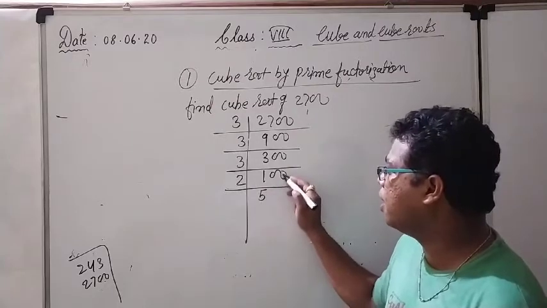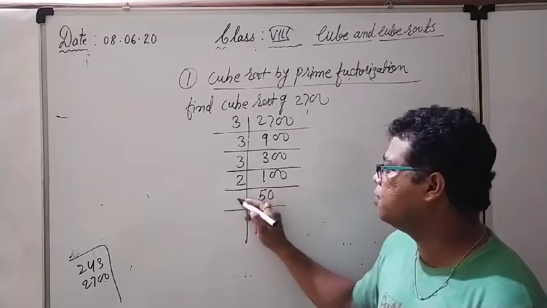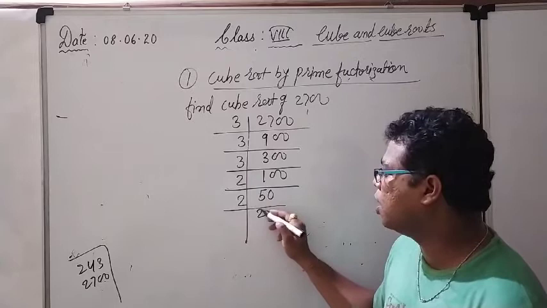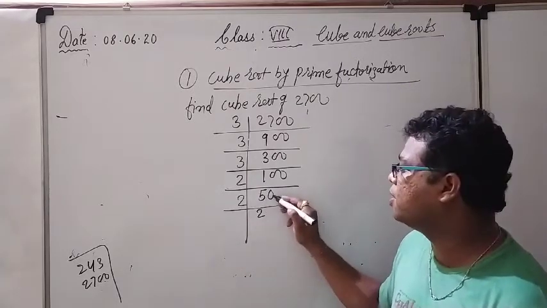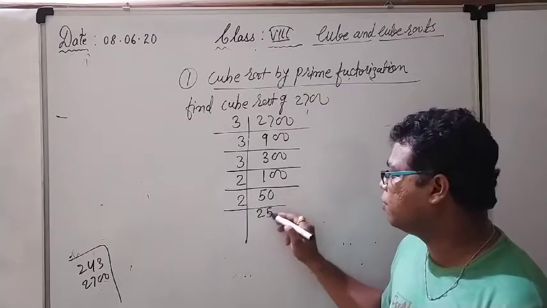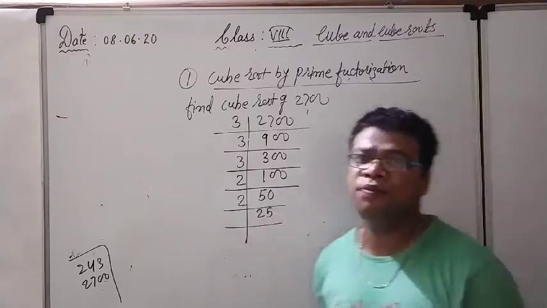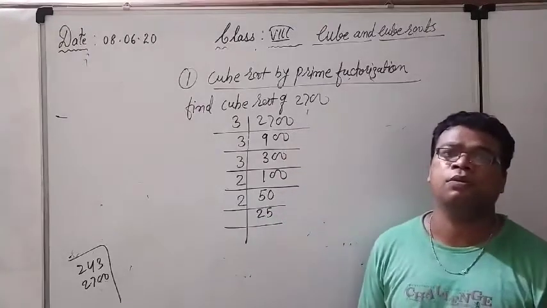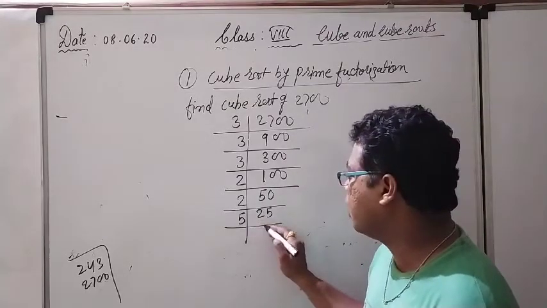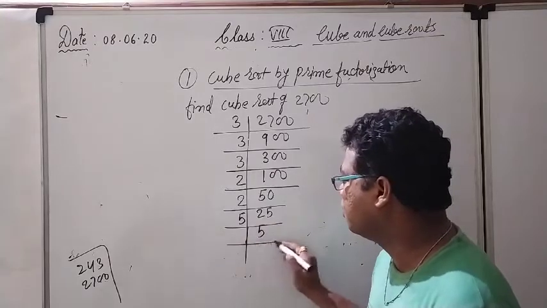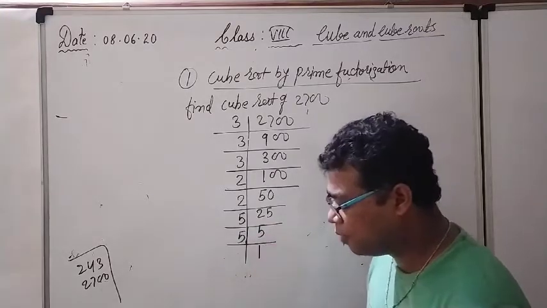2 5s are 10, after that 0. Again it is divisible by 2. How many times? 2 2s are 4. What is the extra remainder here? 1, and that 1 and 0 will become 10. So 2 5s are 10. Right now this is the number which is not divisible by 2 also. So what should I take? Actually I should take 5. So 5 5s are 25, and 5 1s are 5.